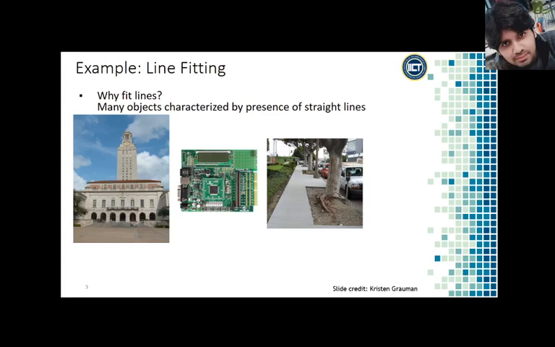The example is line fitting, which we have already discussed in our Hough transform lecture. There are many objects which can be characterized by just fitting straight lines like this, so we can model their shapes by just looking at their lines. But the main question students will ask is: why aren't we done just by running edge detection? We can model the shape by performing edge detection techniques. But that's not the case.